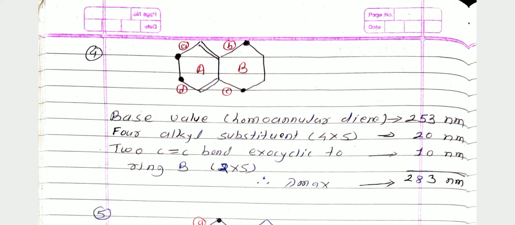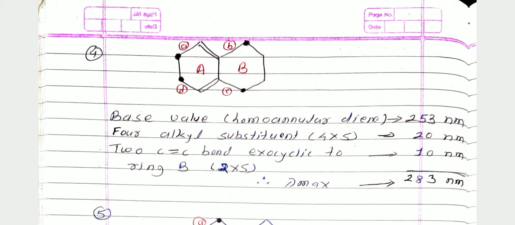For any structure, first you write the base value, second the alkyl substituent, third the exocyclic double bond, and fourth the extra double bond in conjugation. You remember those 4 values, you are familiar with them. Therefore, I am showing this structure number 4. This is the example of homoannular diene.